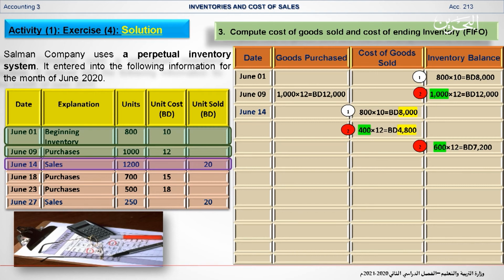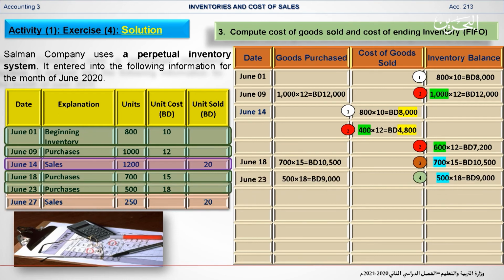We will continue calculating the cost of inventory and cost of goods sold for the remaining transactions, and step by step we will continuously, or perpetually, update the balance of inventory cost and cost of goods sold. So, we will continue to calculate the cost of inventory on 18th June for the 700 units purchased by following the above steps. And in the same way, we will calculate the cost of inventory for the inventory purchased on 23rd of June.